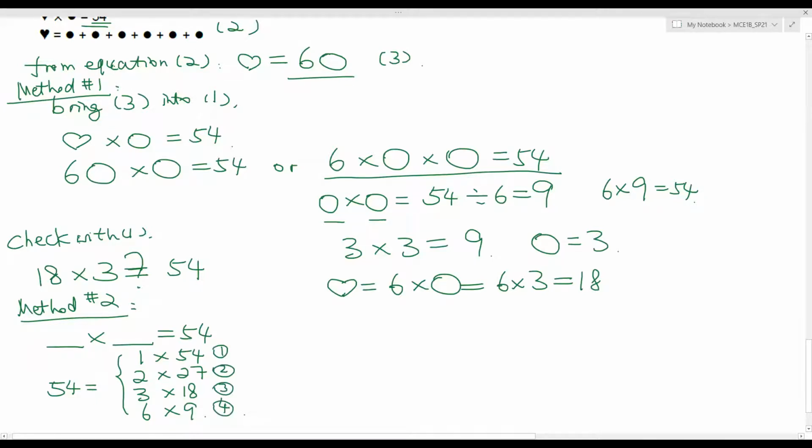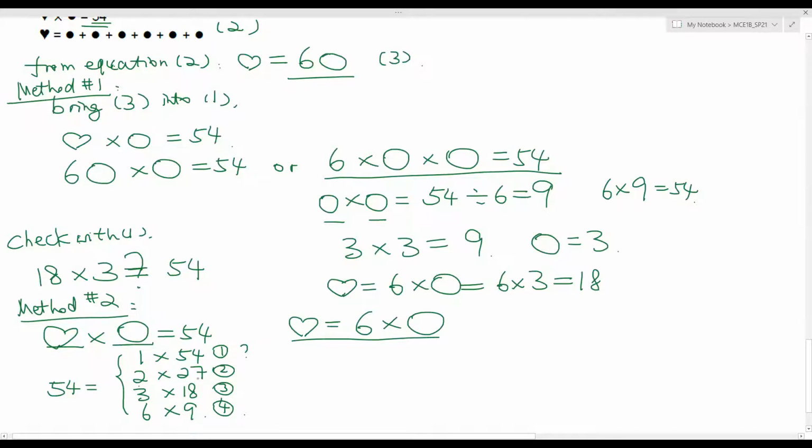Now let's check. Can it be 1 and 54? It cannot, because one of these two numbers has to be 6 times the other number. So let's just check through them. What two numbers can satisfy equation 2 or equation 3 here? That one number is 6 times the other number.